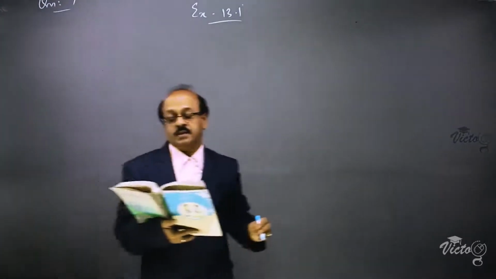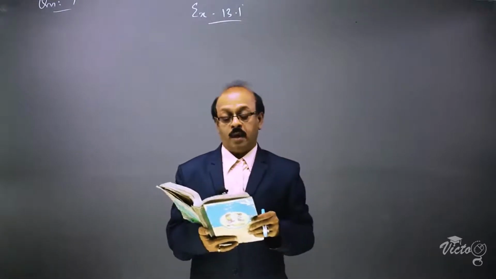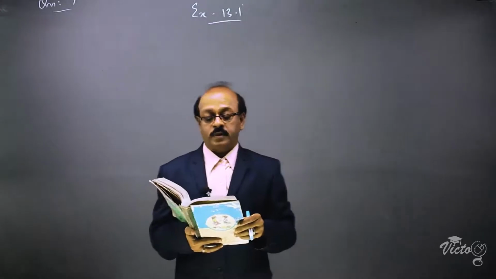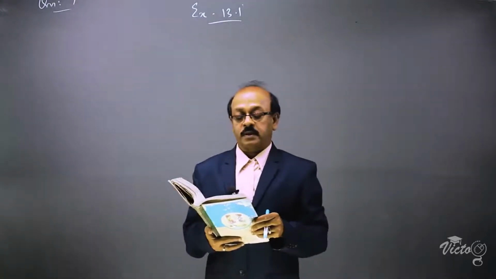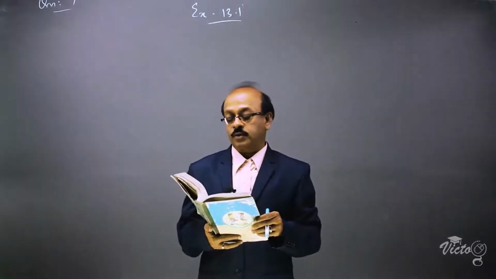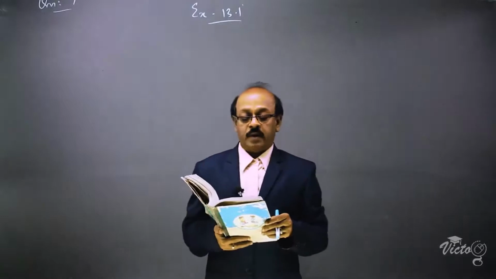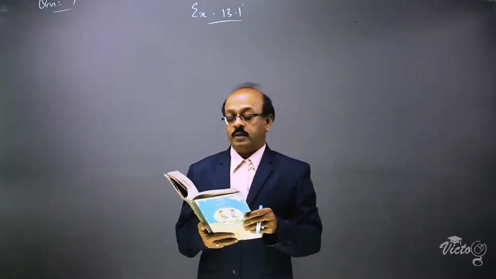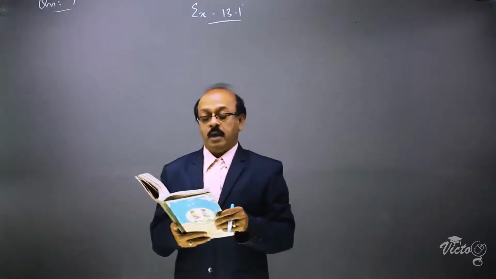The question is, a tent is in the shape of a cylinder surmounted by a conical top. If the height and diameter of the cylindrical part are 2.1 meter and 4 meter respectively, and the slant height of the top is 2.8 meter, find the area of the canvas used for making the tent. Also, find the cost of the canvas of the tent at the rate of rupees 500 per meter square.